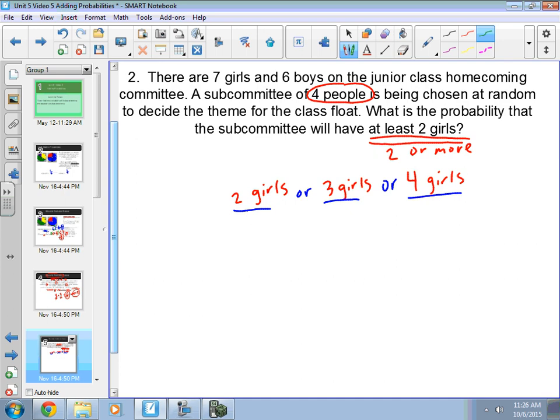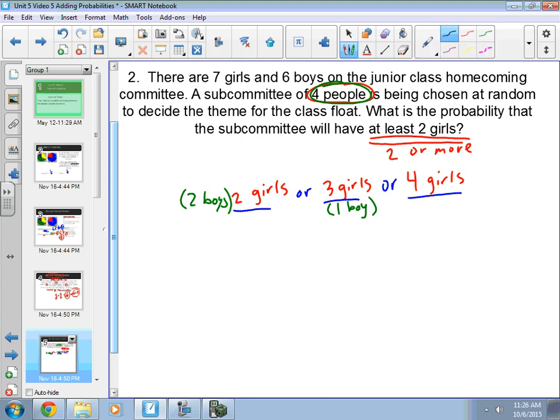If we select 2 girls, that also implies that 2 boys are being selected here. If we select 3 girls, that also implies 1 boy is being selected for this one, because we have a total of 4 people on the committee. If we end up with 4 girls, then that is everybody. No boys get chosen. So we have to also factor that in when we're doing this problem.